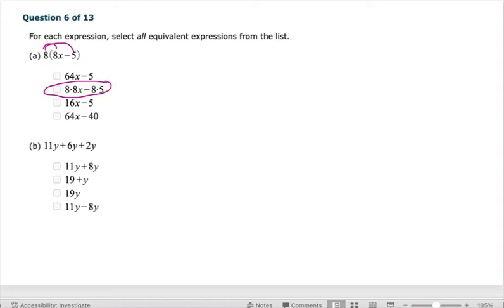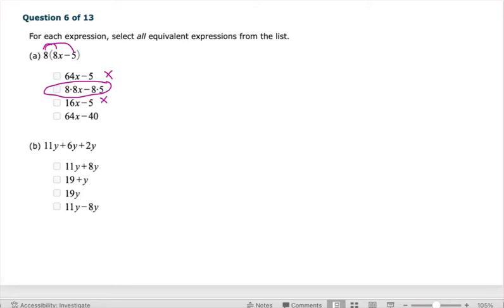Okay. And what's wrong with this one? This one's a no, right? Because they multiplied the 8 by the 8x, but they didn't multiply the 8 by the negative 5. So that one is a no. That's bad. Okay, now this one says 16x minus 5. That's not true, because this one is not an addition. This is a multiplication. So that is wrong.